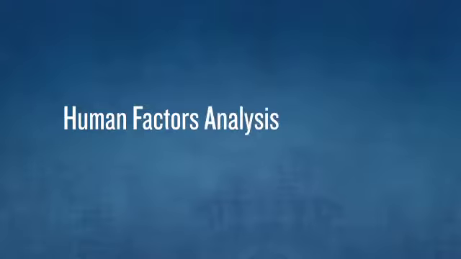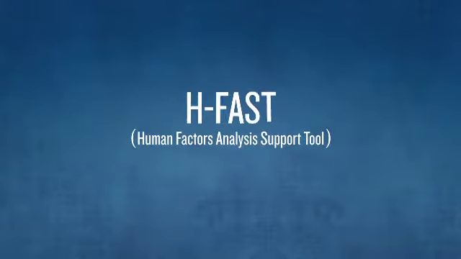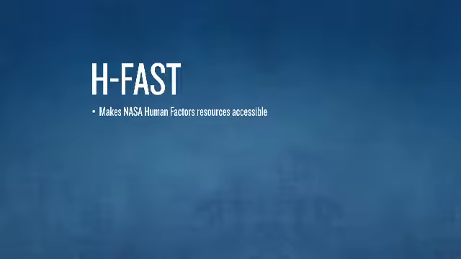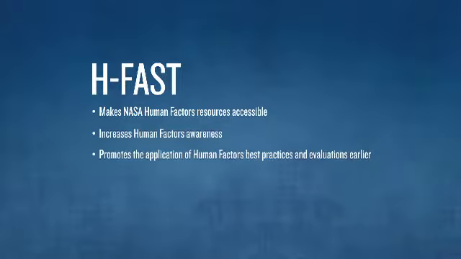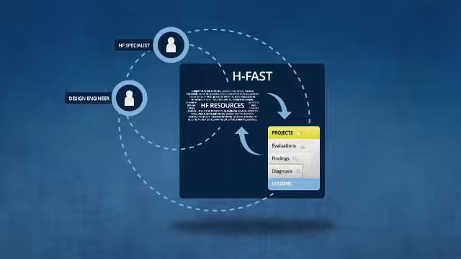The Human Factors Analysis Support Tool, or HFAST, makes NASA human factors resources accessible in a way that is consistently organized and relevant to each engineer's current design issues. HFAST increases human factors awareness among design engineers and promotes the application of human factors best practices and evaluations earlier in the design cycle. HFAST is a dynamic system where knowledge is captured and maintained by human factors specialists over time, so engineers always have access to the latest design expertise when working on their own.